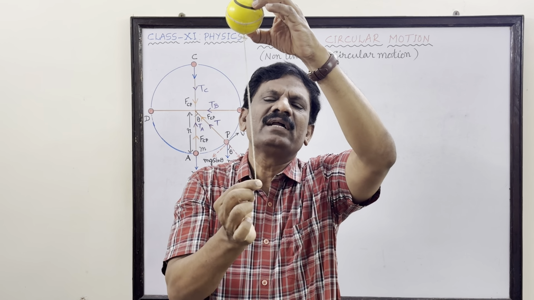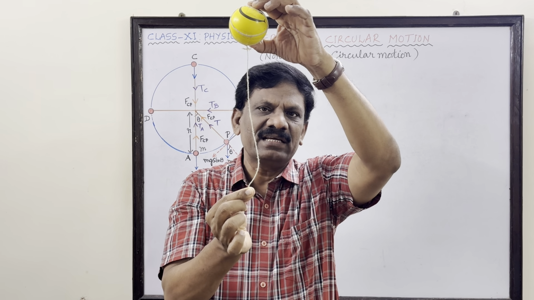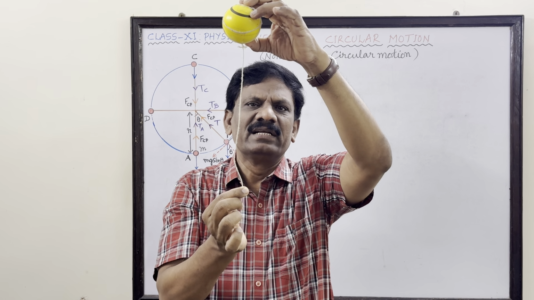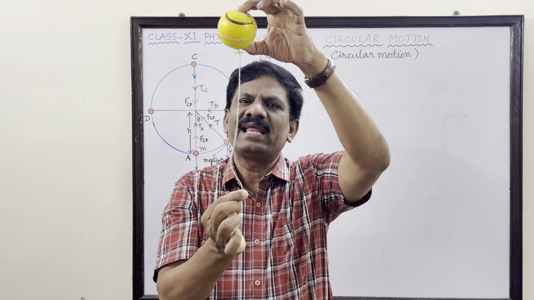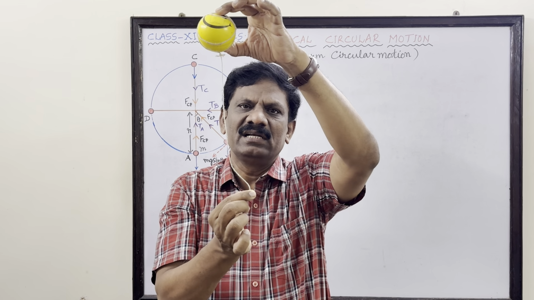Now when this object is revolving in a vertical circle and reaches the highest position, the tension in the string should be at least a minimum value below which the string will slack. So if the tension is less than the minimum, then the string will slack like this and the object will fall and it cannot continue the vertical circle.